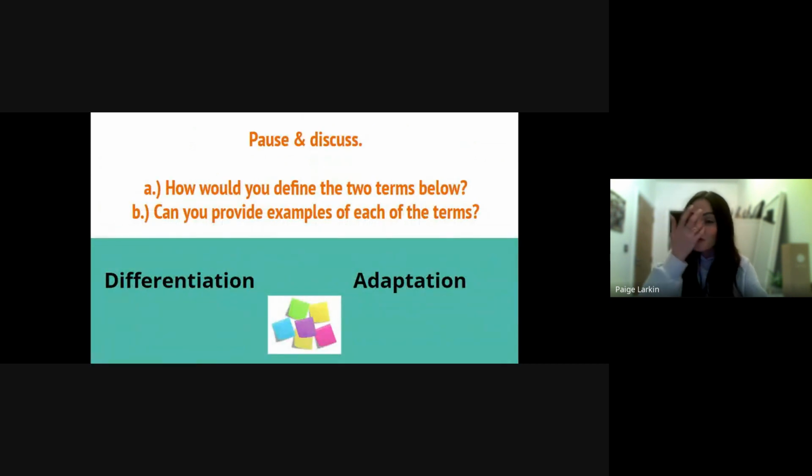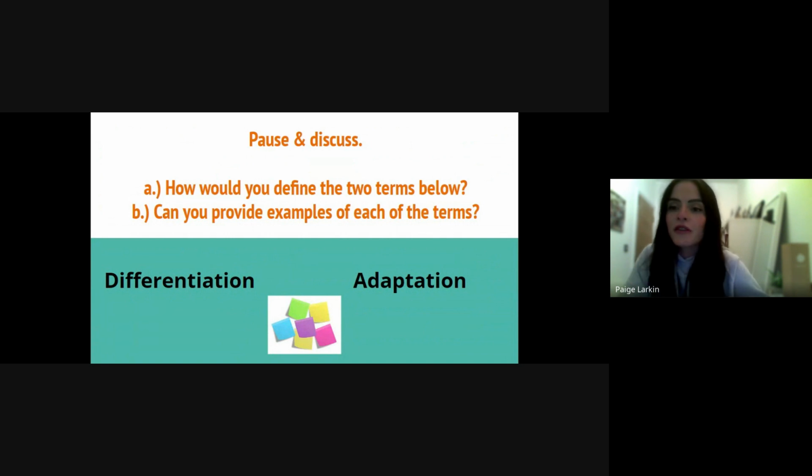My first task, and there are going to be quite a few tasks in today's session, is all about the language to start off with. It's going to be quite a quick one because, as I said, I know we've covered this previously. I've got two terms on the screen: term one, differentiation, and term two, adaptation.